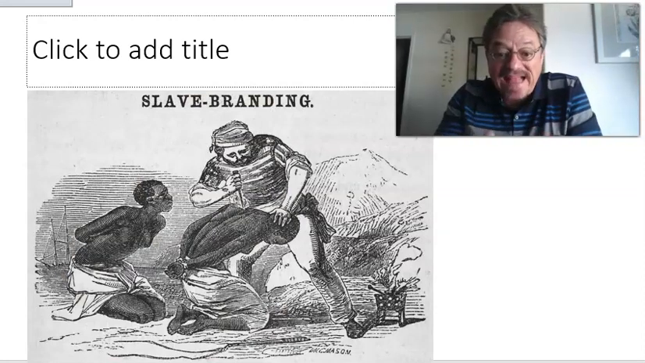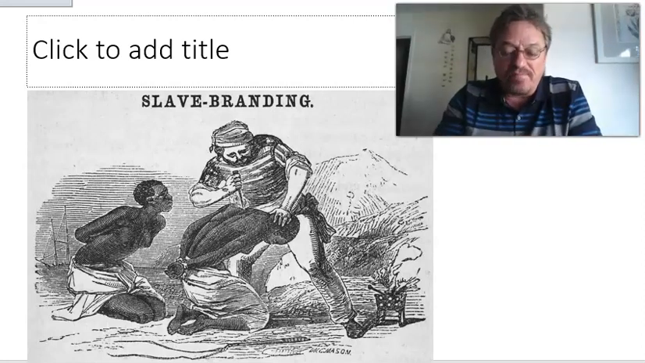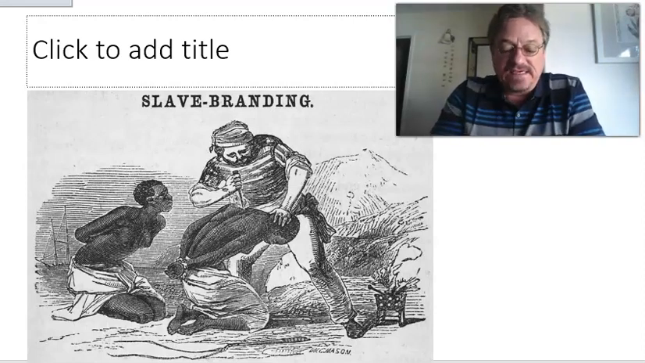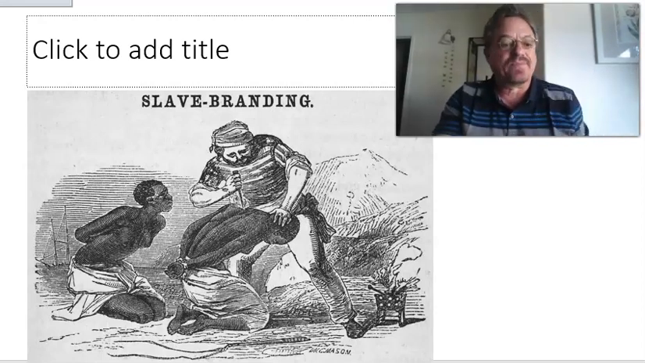Slaves would be branded when they were caught in Africa. They were branded with the shipmaster's mark, and then they were sent to North America, South America, the West Indies, the Caribbean islands, things like that. Okay.